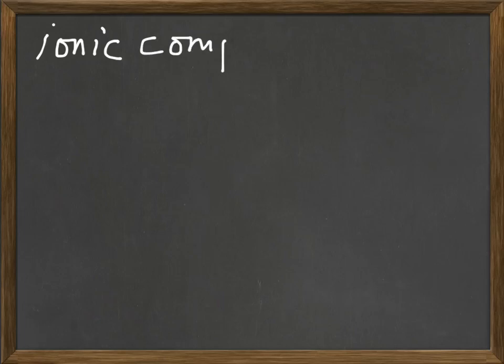Okay, so with nomenclature, it's very important to recognize that we have different categories of compounds. And so we need to recognize those. We have ionic compounds. Okay, ionic compounds, the key here: contains a metal.